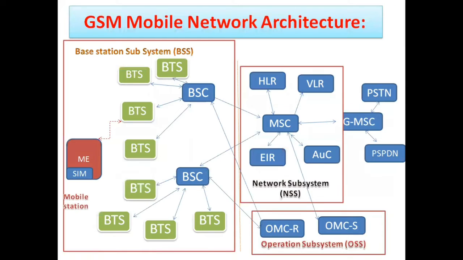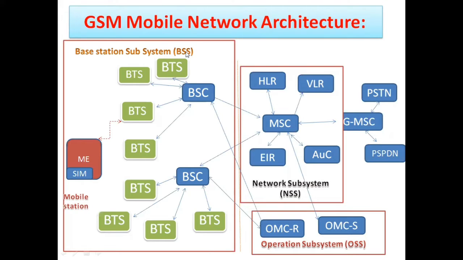Various components in the mobile network. So network architecture we shall discuss now. Here you can see the whole mobile network is divided into three subsystems. One is the base station subsystem, another one is the network subsystem, and the third one is the operation and maintenance subsystem. So in the whole mobile communication network, we have three different subsystems.